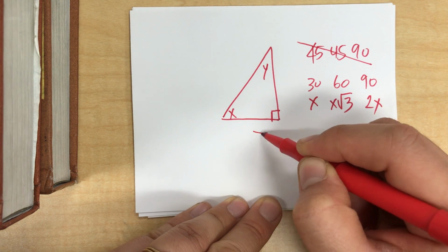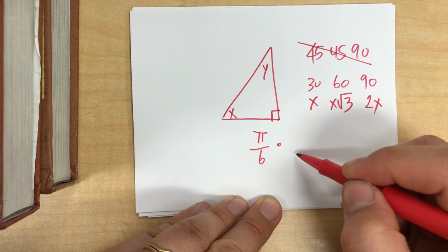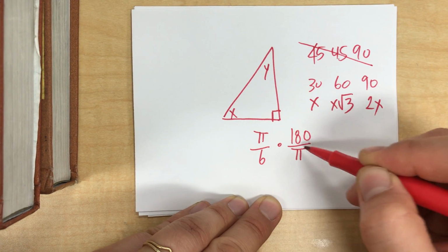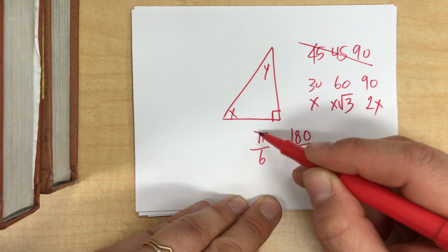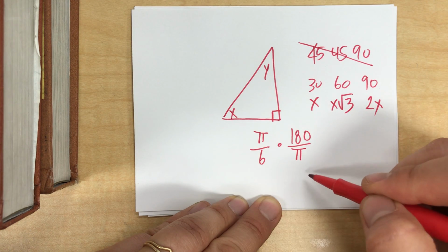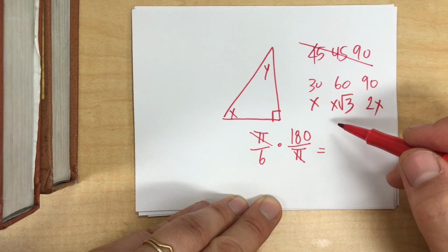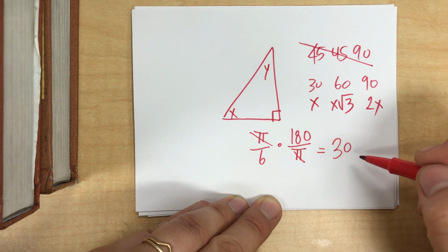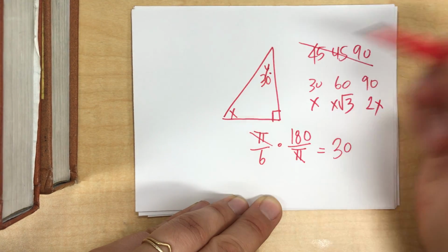It says that it is pi over 6, and if I want to convert it, you multiply it like this. If there's pi on the top, then put the pi on the bottom to 180. If the pi's on the bottom, then put the pi on the top so that they cancel out. Okay, and I'm going to convert this now. 180 divided by 6 is 30. So really what I'm looking at is that Y is 30 degrees.